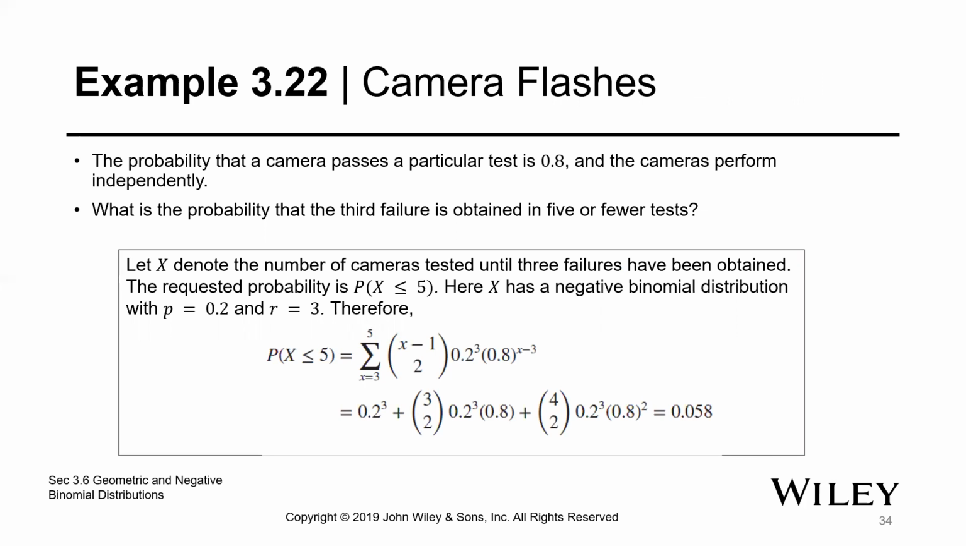So if we have X as the number, the probability X is less than or equal to 5, and X is a negative binomial distribution with the probability of 20%, then we run it through here, we essentially get a 0.58. I love summation so much, really.